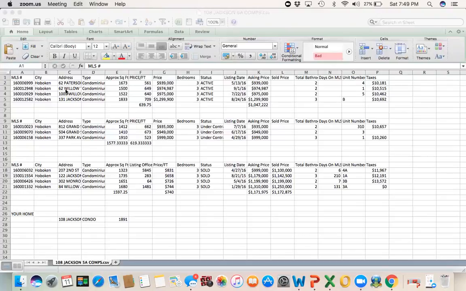At the top, at the time, these are all of the active properties. I have their approximate square feet, their price per square foot, and then the price that they're listed at. And then down here is the average price per square foot. You can do the average of all of these down. So here is the average asking price, okay? $1,047,222.